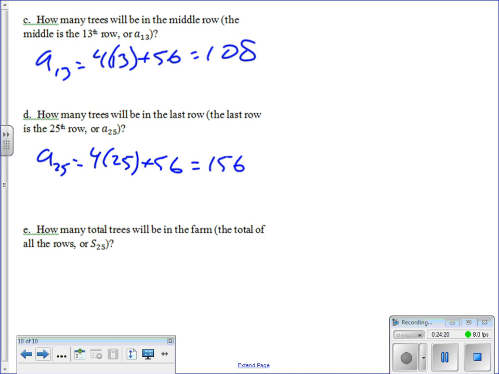How many total in there? Or S sub 25? And if you read the problem, I'm either going to use this one or I'm going to use this one. We're talking arithmetic. I'm going to use this one. This one has r in it. r is not what I'm dealing with. I'm dealing with d. I go with this one. So the sum of the first 25 is 25 divided by 2 times the number in the first row, which is 60, plus the number in the last row, 156. And so you get a total of 2,700 trees.